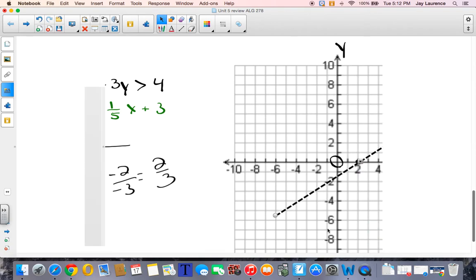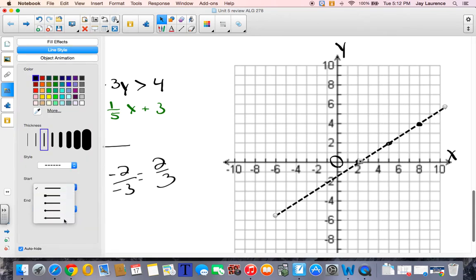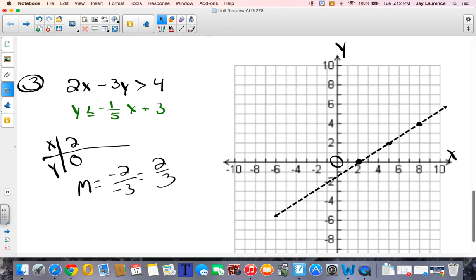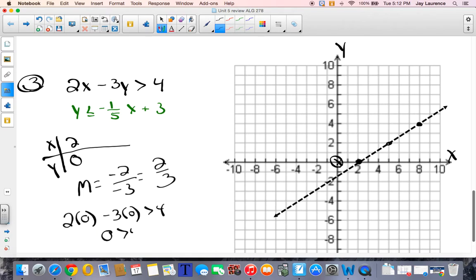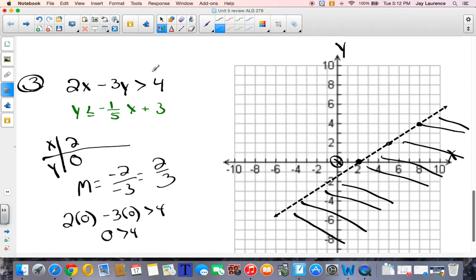All right, properties, arrowhead. Now I've got to shade. I'm not going to bring out the highlighter just yet on this one. I'll try to do it as if I was doing it in pencil. I can use the origin for my test point, so I'm going to plug 0 in for x and 0 in for y, and that's going to get me 0 is greater than 4. 0 is not greater than 4, so I'm going to shade the side of the line that is opposite the test point. Okay, so I'm shading over there.